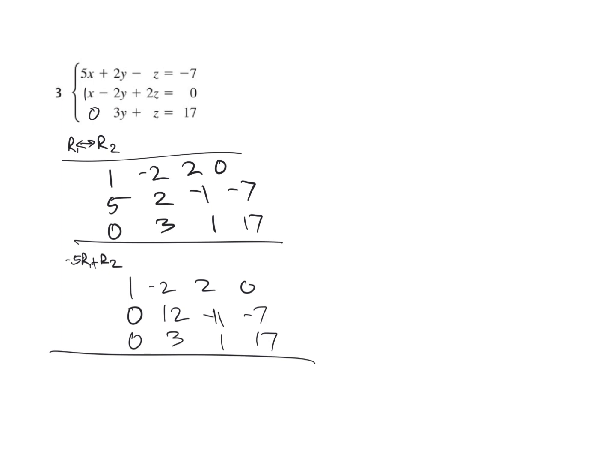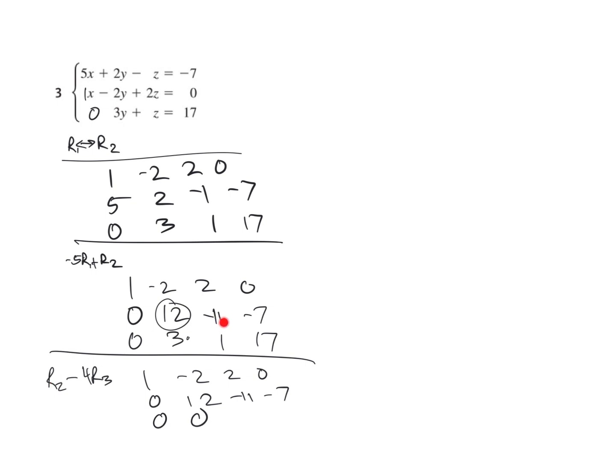Okay, here we go. So now what are we going to do? Well, this needs to be a 1. So we could divide everything by 12, or what could we do? Well, let's go ahead and make this a 0 here. So let's do row 2 minus 4 times row 3. So we still have 1, -2, 2, 0, 0, 12, -11, -7. So row 2, 0 plus 0, 0. 12 minus 4 times 3 is 12, so 12 minus 12 is 0. So we have 0, 0 there.